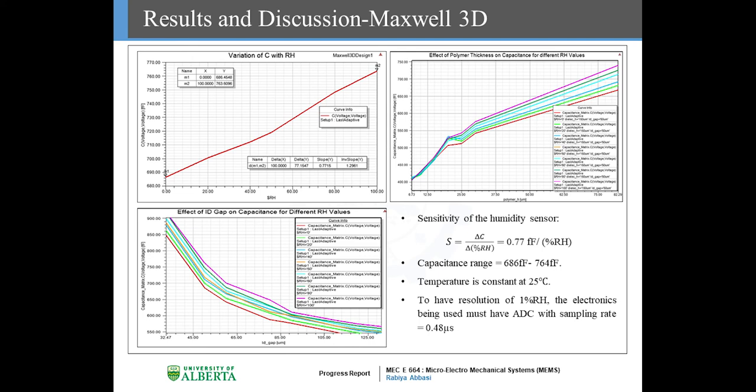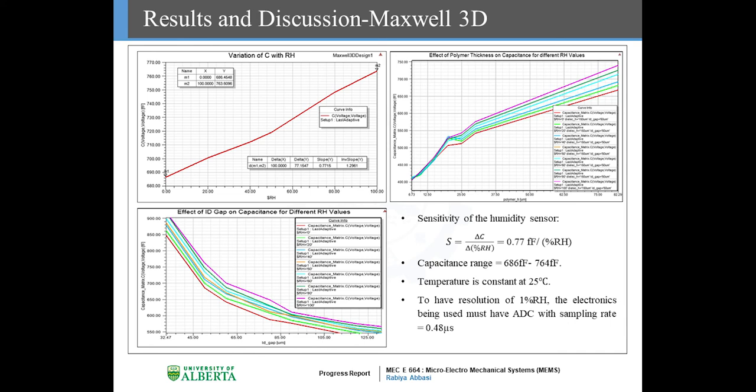Now we are going to discuss a little bit about our results. These are the results that we obtained from Maxwell 3D. In the first plot, you can see that there is a linear relationship between the relative humidity and capacitance. From the second and the third plot, you can see that the polymer height is also linearly proportional to capacitance. As you increase the thickness of the polymer, the capacitance also increases. On the other hand, if you increase the distance between the IDE electrodes, the capacitance decreases. This is due to the fact that the electric field lines, or the fringing field strength, decreases.